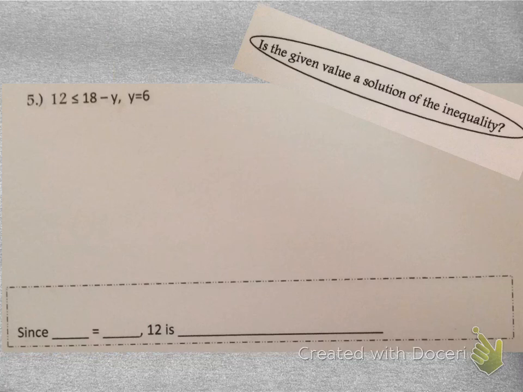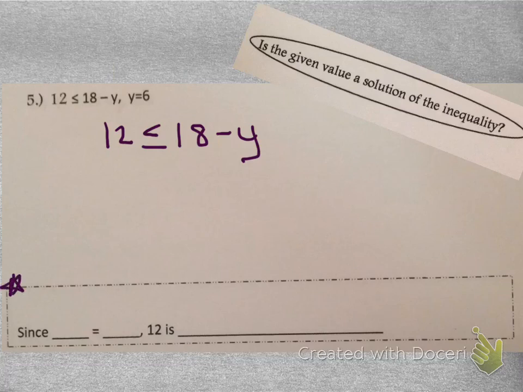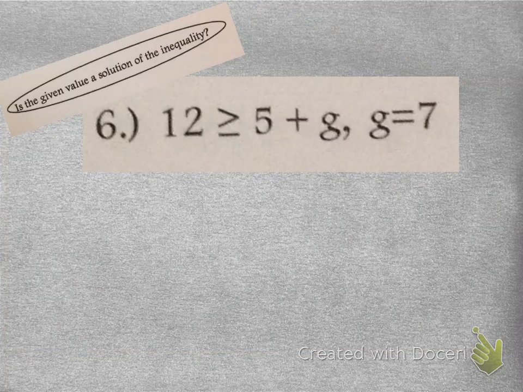So now we have number 5. 12 is less than or equal to 18 minus y. I would like you to solve this and try to do this writing on your own. What makes sense to put there? And then you will check this with a partner. Once you finish 5, you're going to go to number 6. Number 6, I just want you to solve and then tell me what my solution is. Is this inequality true or not? Okay, we will check over numbers 5 and 6 tomorrow with our table groups.